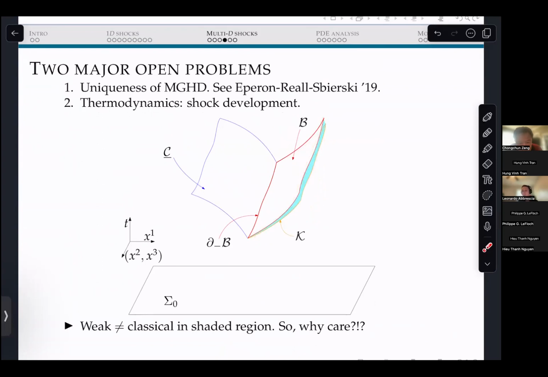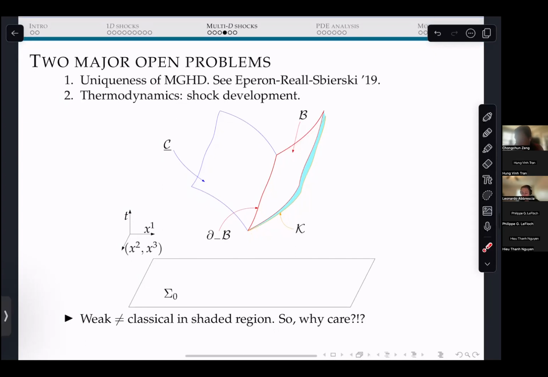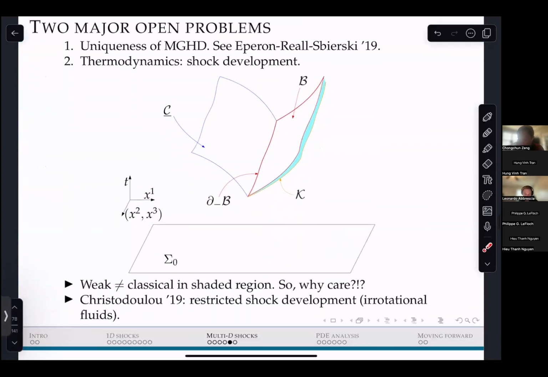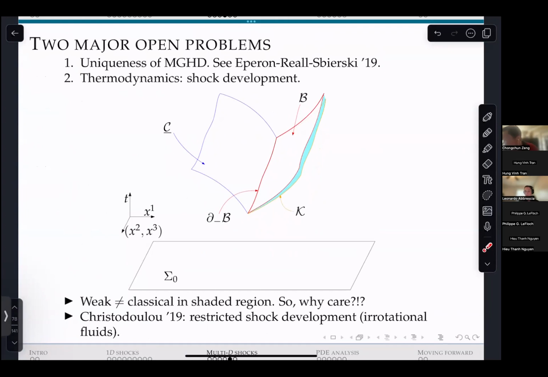So why should you care about the classical solution if, in fact, the physical solution is the one that experiences the jumps as per the laws of thermodynamics? Why should you care about my surface B? Well, there is one and only one result in 3 space dimensions away from symmetry, and that's a monumental breakthrough in the field, where Christodoulou in 2019 solved the shock development problem. He solved the surface K.